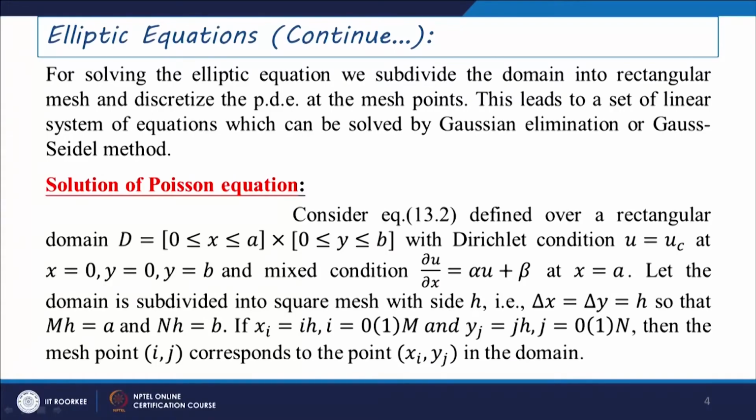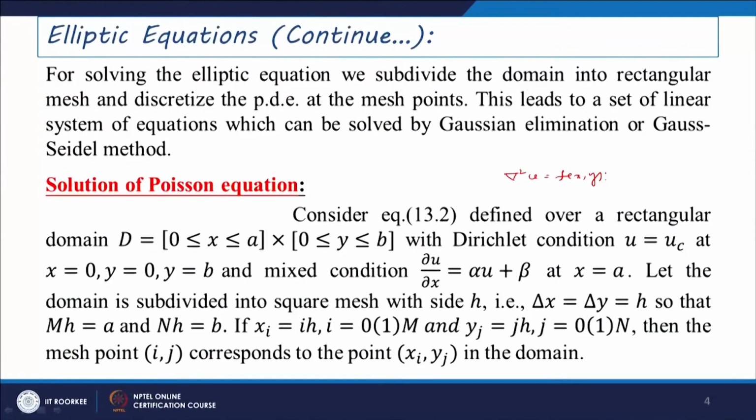Now for the solution of a Poisson equation, consider the equation written in equation 13.2, in the form nabla square u equals f of x y, defined over a rectangular domain D, where D is bounded between x from 0 to a and y from 0 to b, with the Dirichlet condition u equals uc. In the case of the Dirichlet condition, we have to prescribe u as particular values at x equals 0, y equals 0, y equals b, and the mixed derivative condition, that is del u by del x equals alpha u plus beta at x equals a.